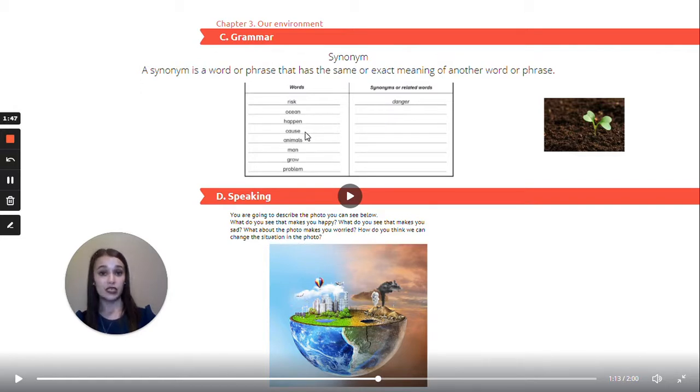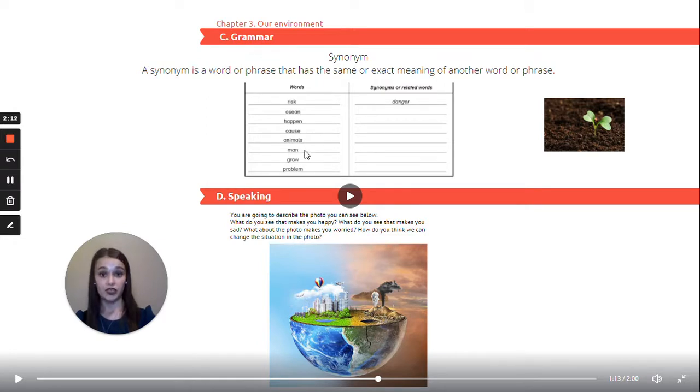Can you think of a synonym for the word cause? We can use the word source. So we can say, what is the cause of your anger? We can also say, what is the source of your anger? Do you know a synonym for the word animals? We can use the word creatures.